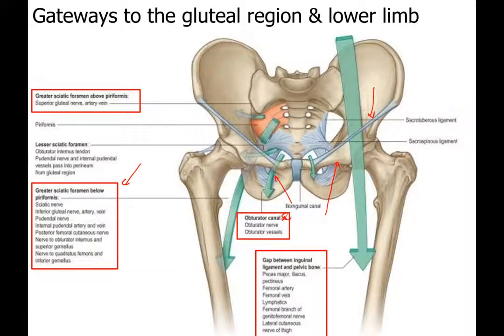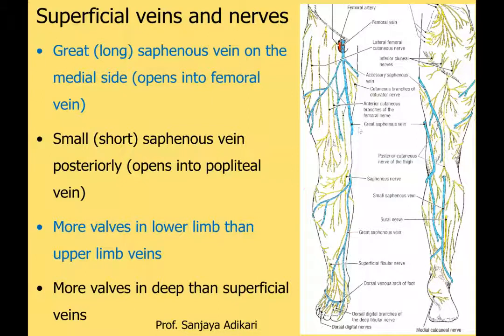You have the iliopsoas muscle, the tendon, and then the femoral vessels. You have the femoral nerve, and then the lymphatics pass through that area through the femoral canal. So these are some of the gateways for structures to pass between maybe the posterior abdominal wall and the lower limb, or the pelvic cavity and the lower limb. About superficial veins and nerves, I'm not going to discuss all the superficial veins and nerves. Some of them are not so important to discuss, but we will see some of them.